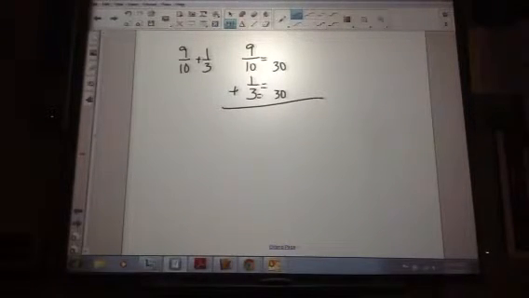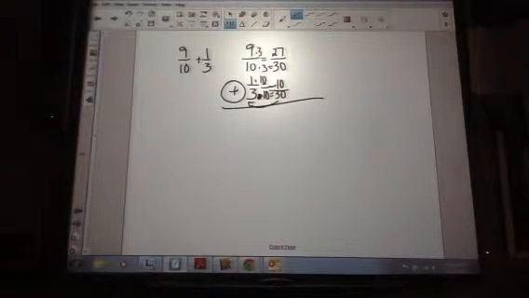So 3 times 10 is 30, and 1 times 10 is 10. So that's how I'm getting 10/30ths, which if you look is equivalent to 1/3. Most of you can get that. 10 times 3 is 30. 9 times 3 is 27. I'm adding. It's always good to check. 27 plus 10 is 37, and I keep my denominator.